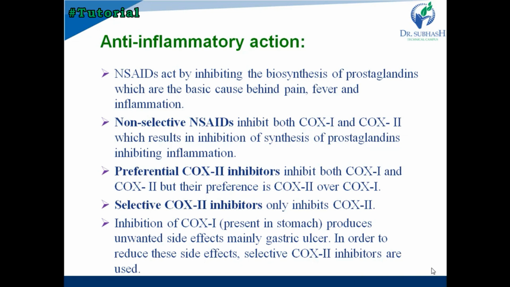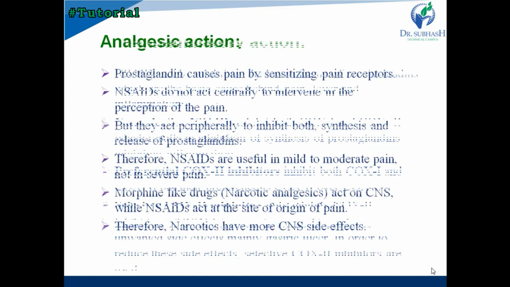COX-1 enzymes produce prostaglandins, which are involved in normal physiological function, and the main function is the production of the mucosal layer, which is the layer that protects our GIT membrane. If the COX-1 enzyme is blocked, then the prostaglandins will not be produced, and if prostaglandins are not produced, the mucosal layer will not be produced. If it is not produced, there will be damage in the GIT membrane, which will result in gastric ulcer. So the main side effect of non-selective COX inhibitors is gastric ulcer, and to remove these side effects we clinically use COX-2 inhibitors preferably.